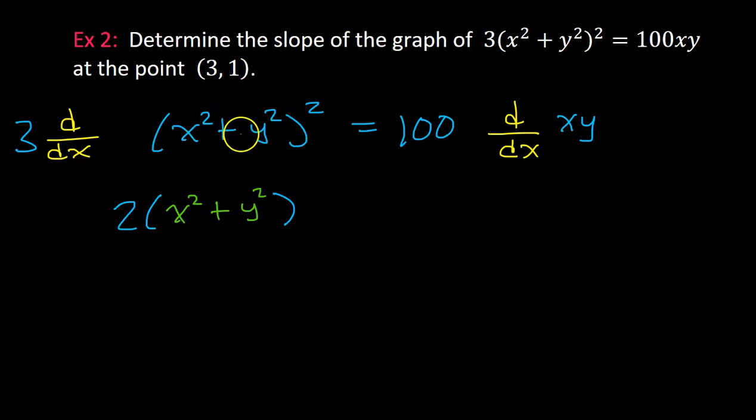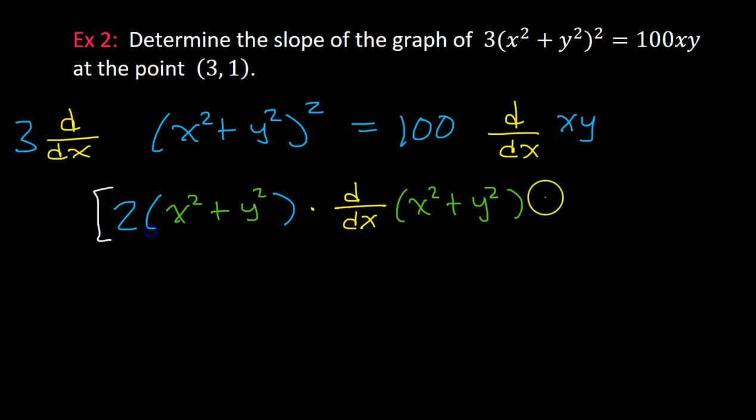But now we have to take the derivative of the inner function because that's how the chain rule works. So now as I take the derivative of the inner function, that's going to be d dx of x squared plus y squared. All right, don't forget we have this 3 waiting for us out in the front of this entire thing. Okay, see that 3 right there? There's my 3.